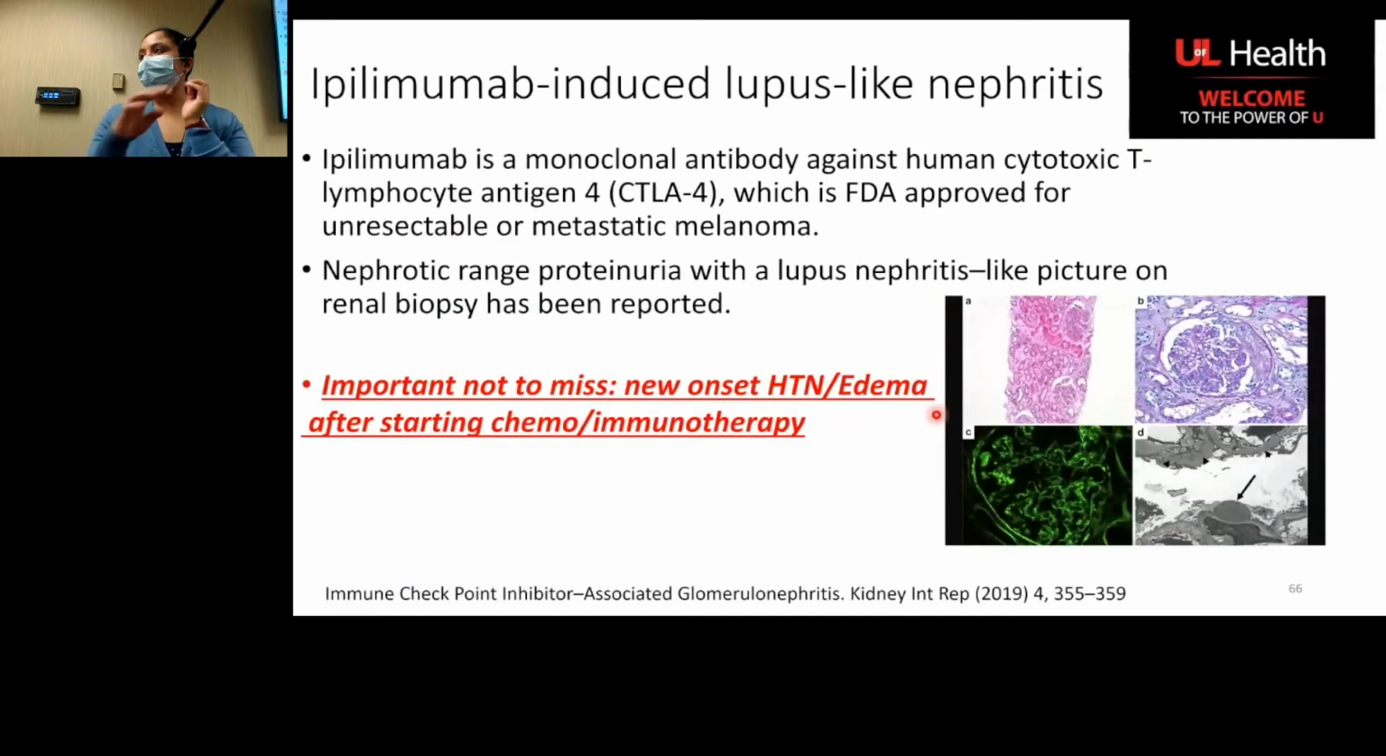So this patient actually had one of the, again, not many cases have been reported, ipilimumab-induced lupus-like nephritis. Yes, they can cause acute interstitial nephritis and tubular injury, but can also cause these glomerular diseases. It's a CTLA-4 antigen monoclonal antibody used mainly for melanoma and has been shown to cause this lupus nephritis-like picture on renal biopsy. It's important not to miss any new onset hypertension, edema, or proteinuria in these patients who have been given chemo or immunotherapy.